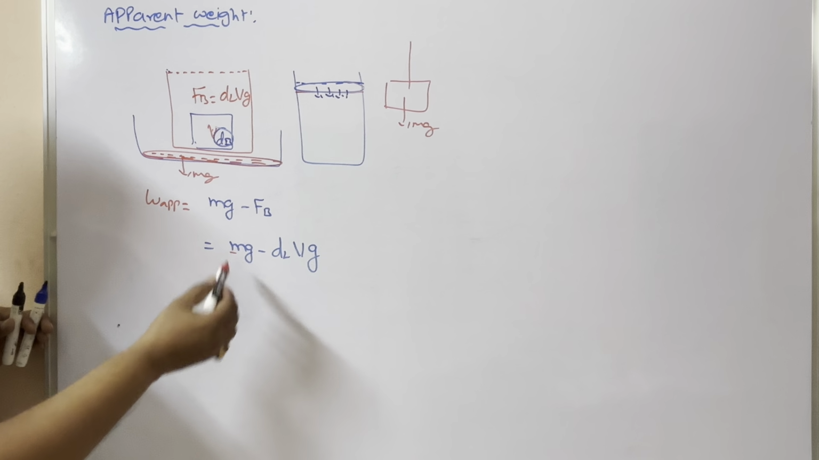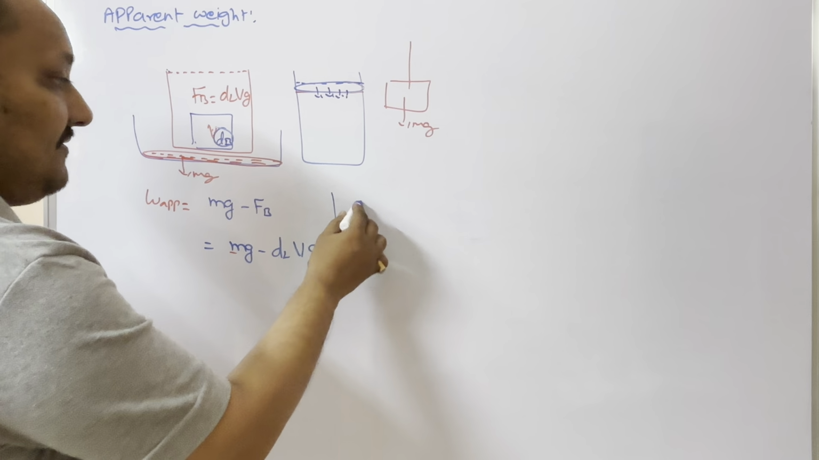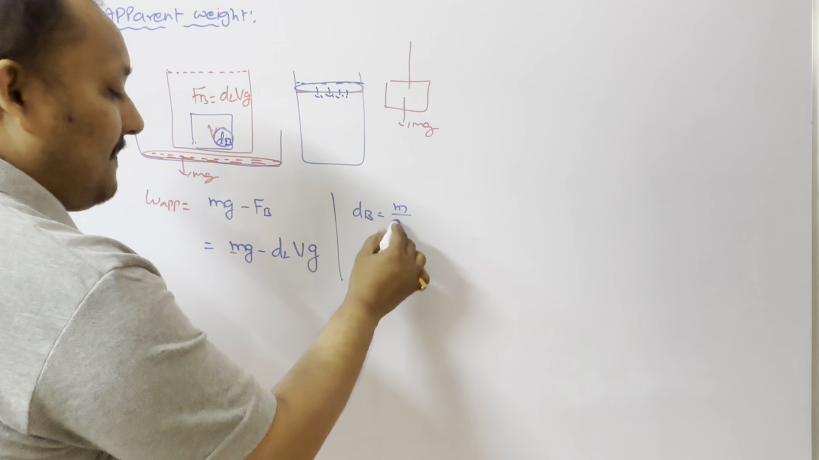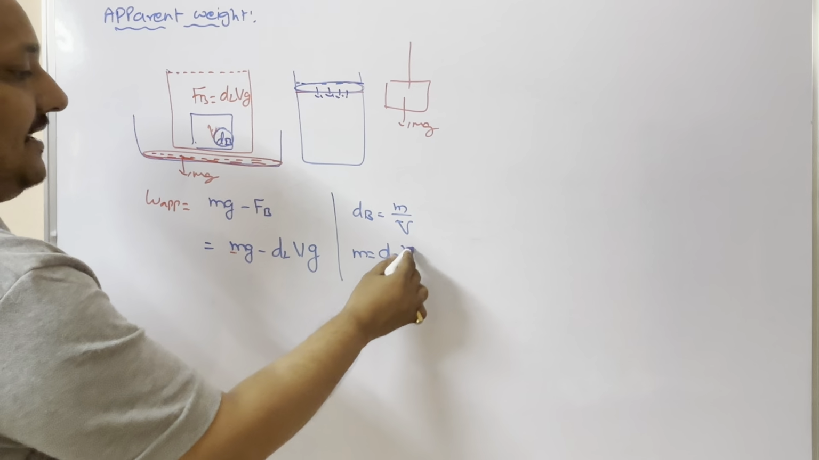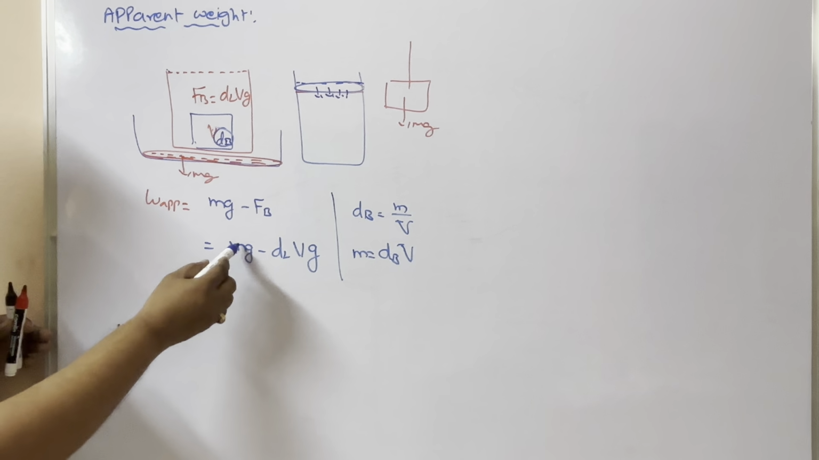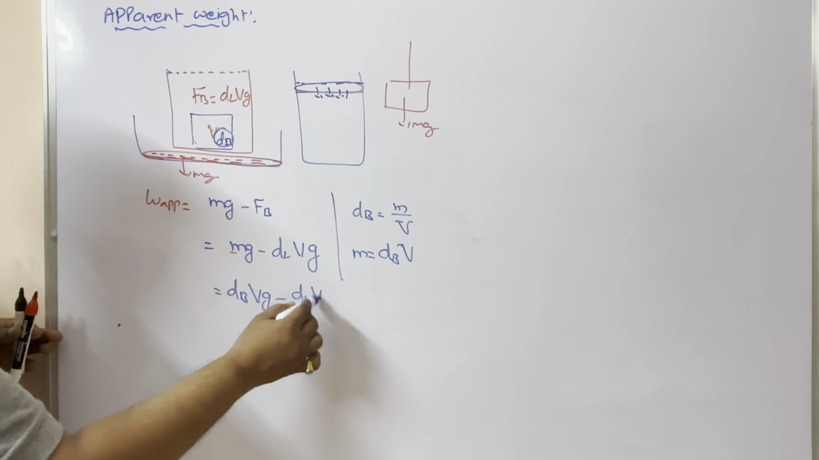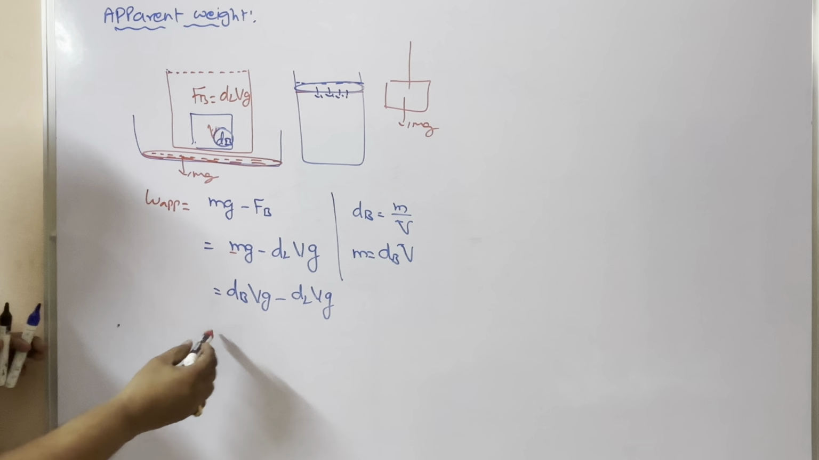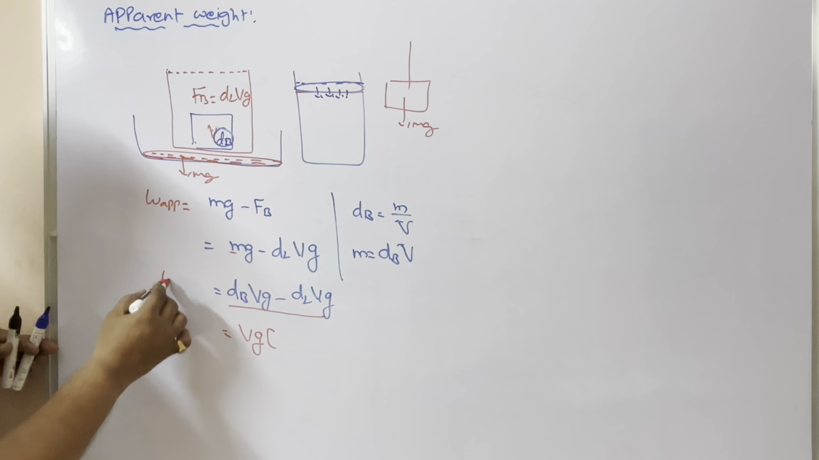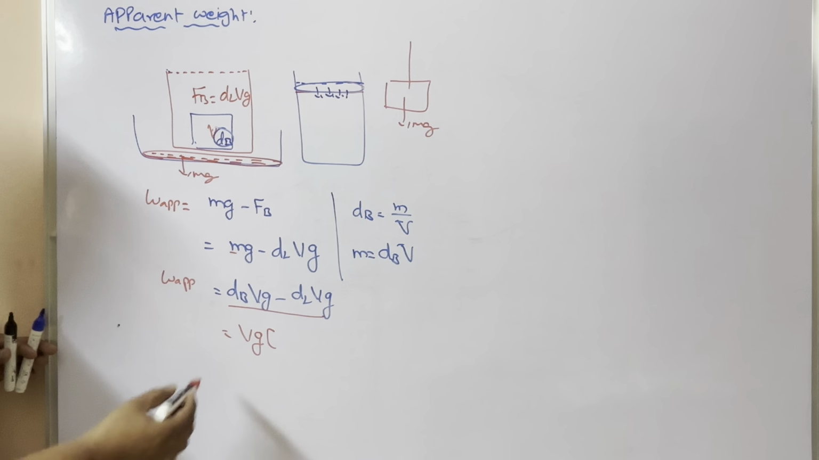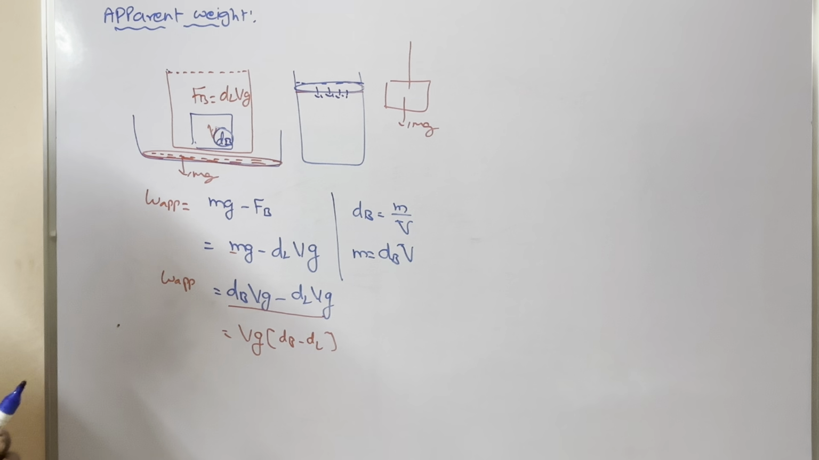So m is mass of the body. Now this mass of the body they will write in terms of density of the body. Density of the body is mass per unit volume. Then mass can be written as dB V. So substitute the dB V here. So dB Vg minus dL Vg. So you can take common Vg. This equation also you can write it as apparent weight, no problem. So dB minus dl, density of the body minus density of the liquid.